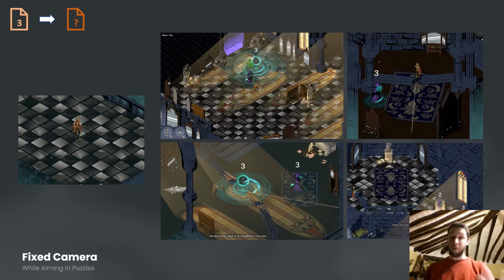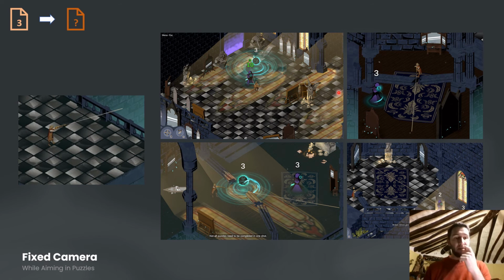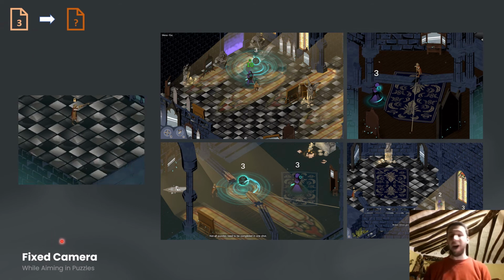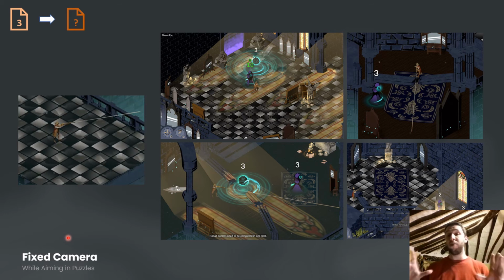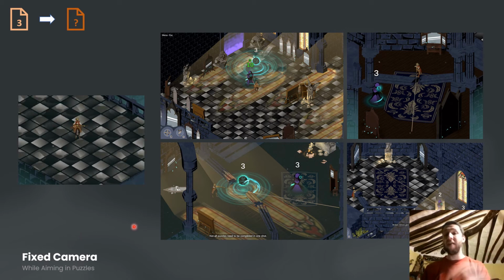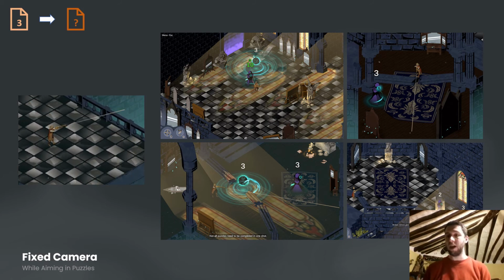Also an issue with both that puzzle and others was that they couldn't see the whole puzzle at one time. So we just want to add a fixed camera so that when you enter aim mode, you always see the puzzle from that fixed camera that allows you to see every single thing in that puzzle. That would help with a few of the puzzles showcased here.